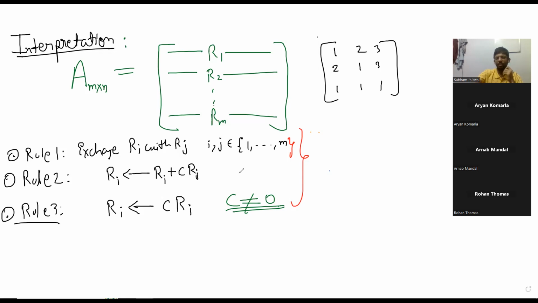Can you exchange? Suppose you use rule 2 and rule 3 maybe. I'll just show it through this example. Suppose you want to exchange row 1 and row 2, right? Other than actually exchanging, maybe you can use a constant, something like that. So you do something like this. This is by using rule 2.